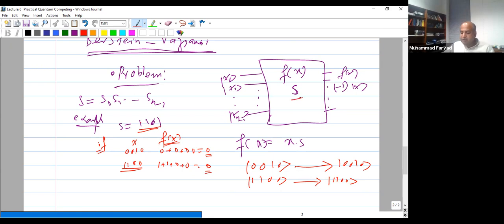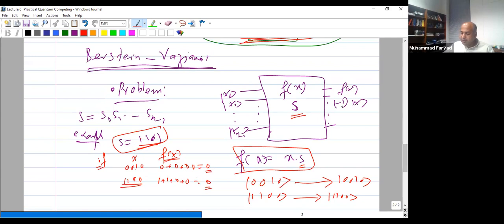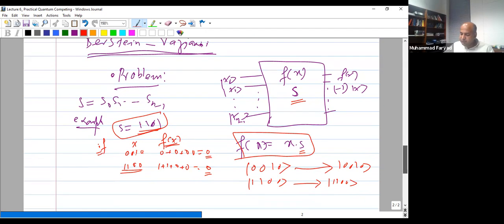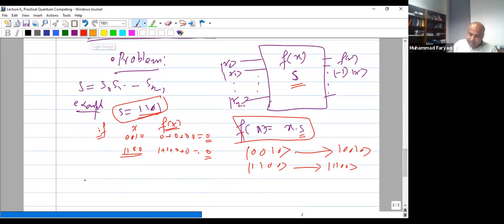So this black box phase oracle implements this function f of x such that the input x is multiplied with a secret bit string, and that bit string is encoded in this black box, and at the output we get minus 1 power f of x into x. And our goal, our problem, is to find this secret s.